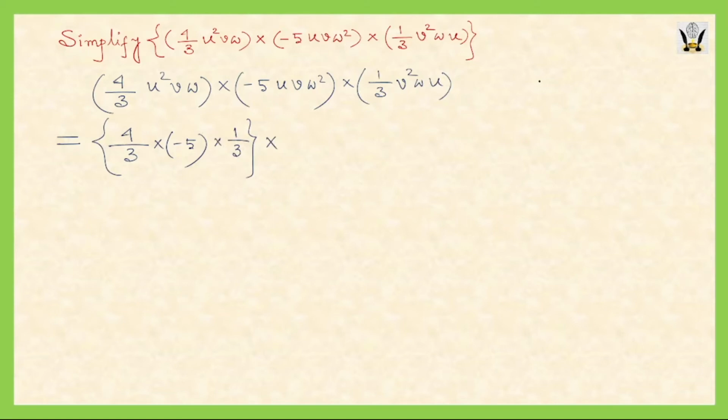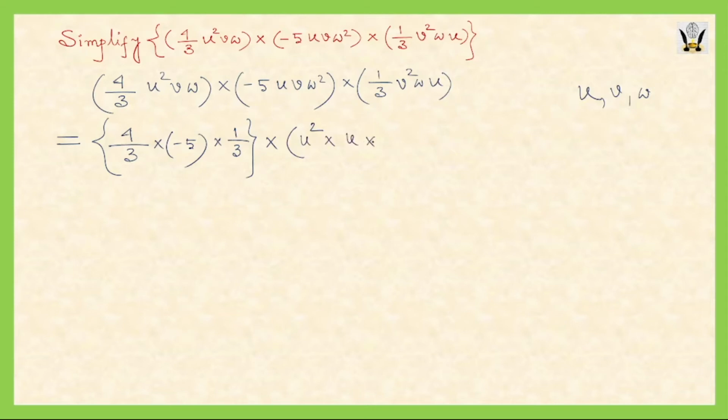Then here we have three variables, as you can see here, u, v, and w. Here also u, v, w. Here also u, v, w. So three variables and their different powers. So we will separate the u variable first. In the first term we have u square, then it will be multiplied by u.